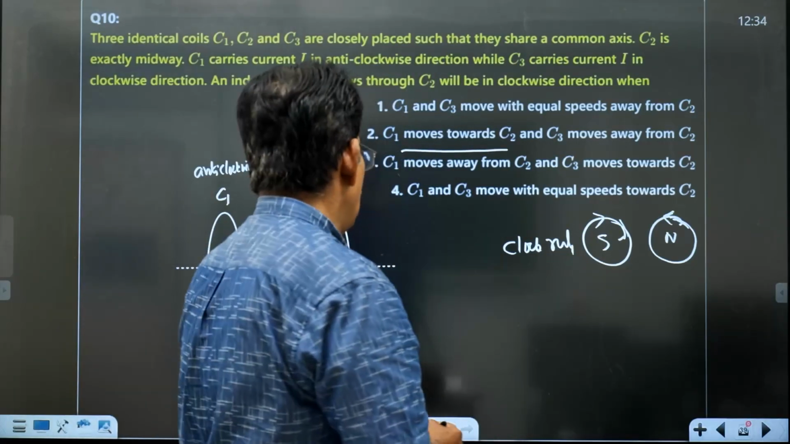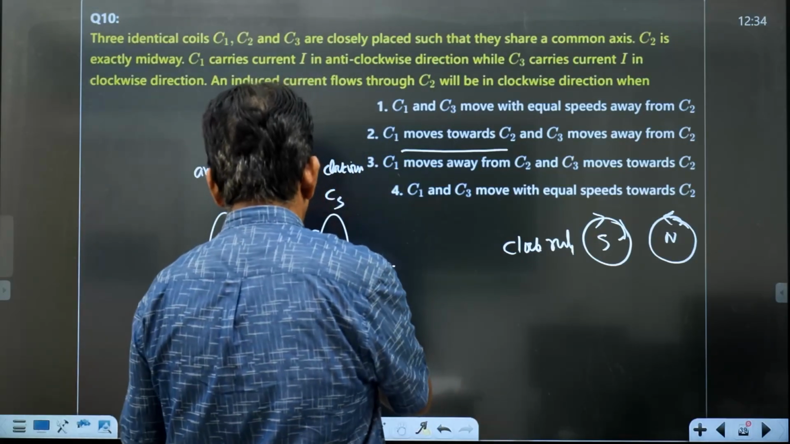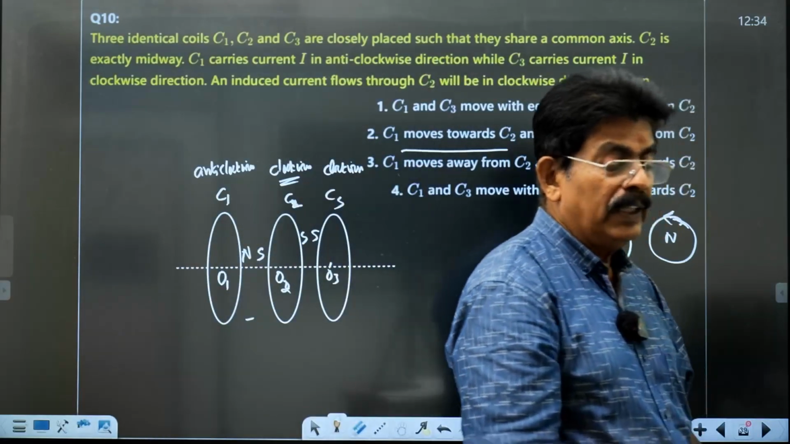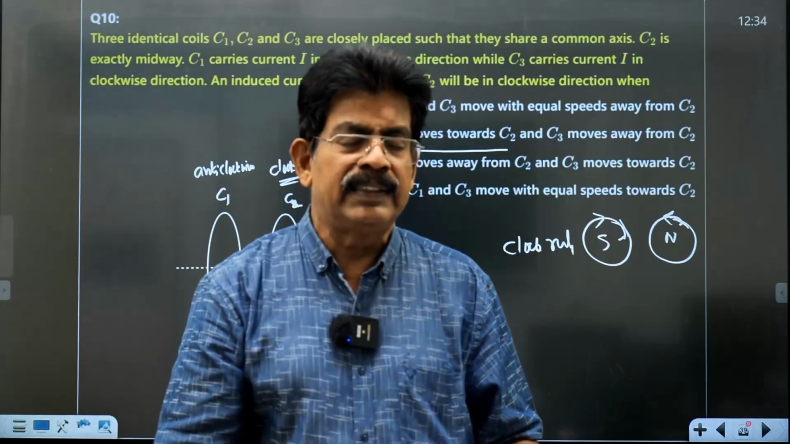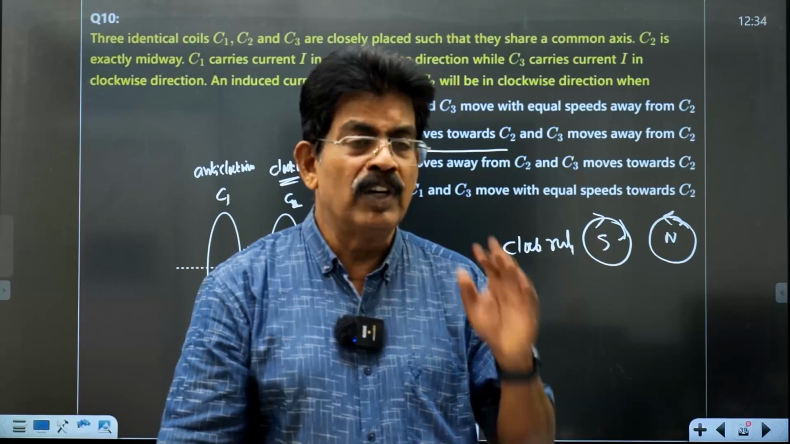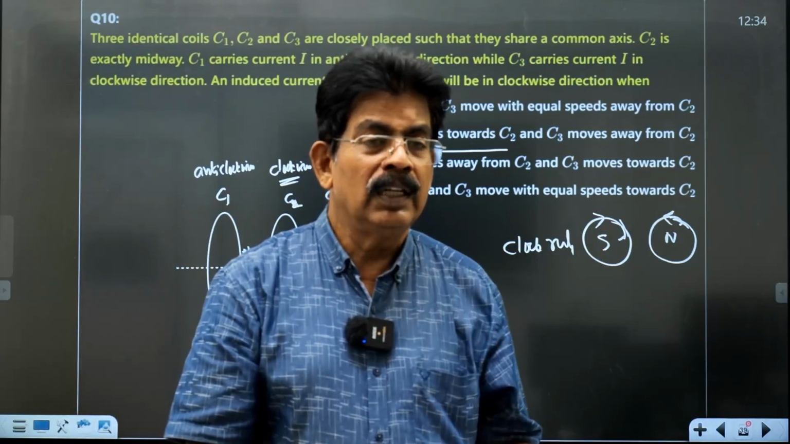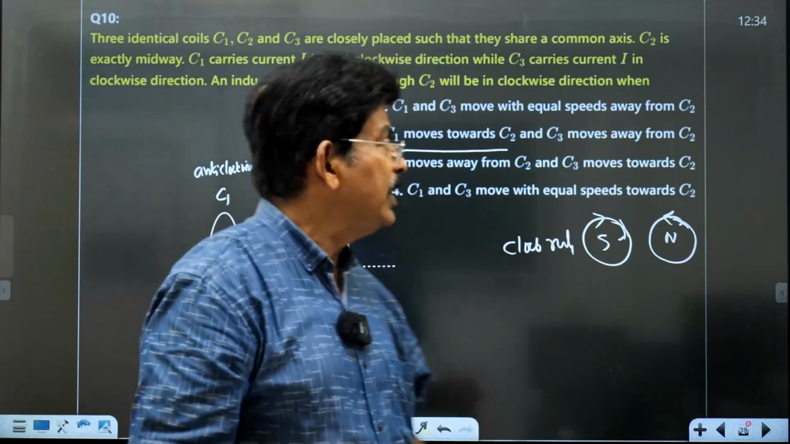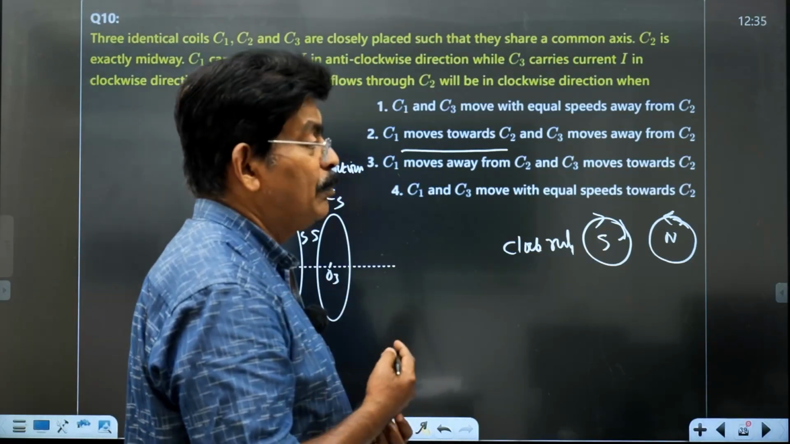Come on. Now, looking here, C3 and C2. For C3 and C2, what do they find? They find that the currents are... they are repelling each other. So it means C3 will be moving away from C2. They will be repelling each other. So C3 will be moving away from it.